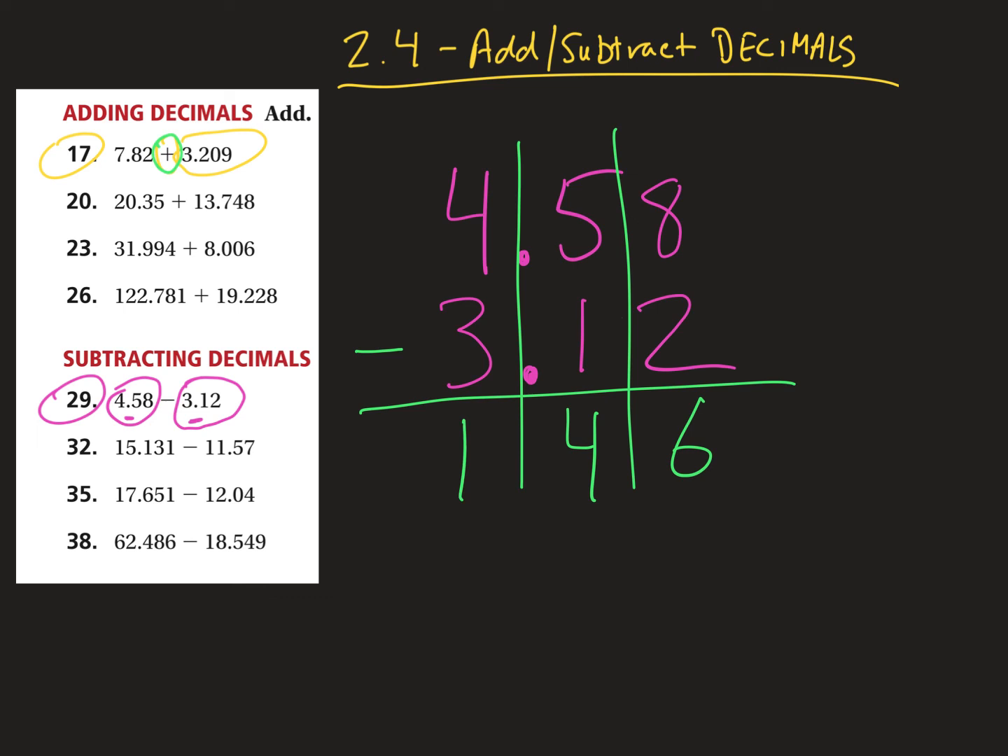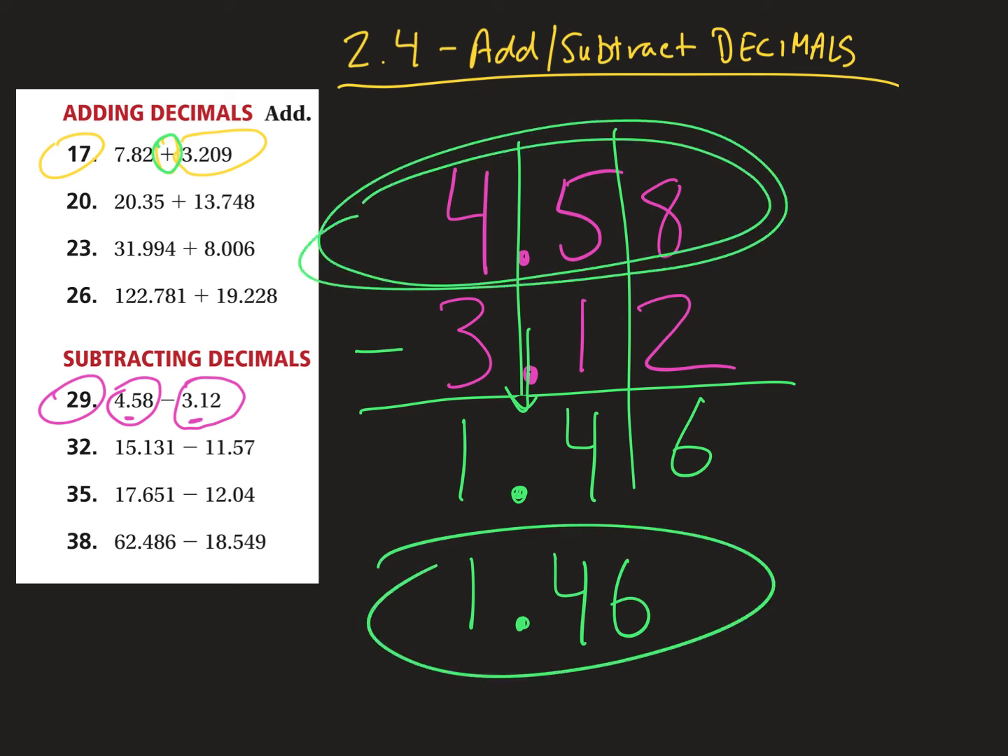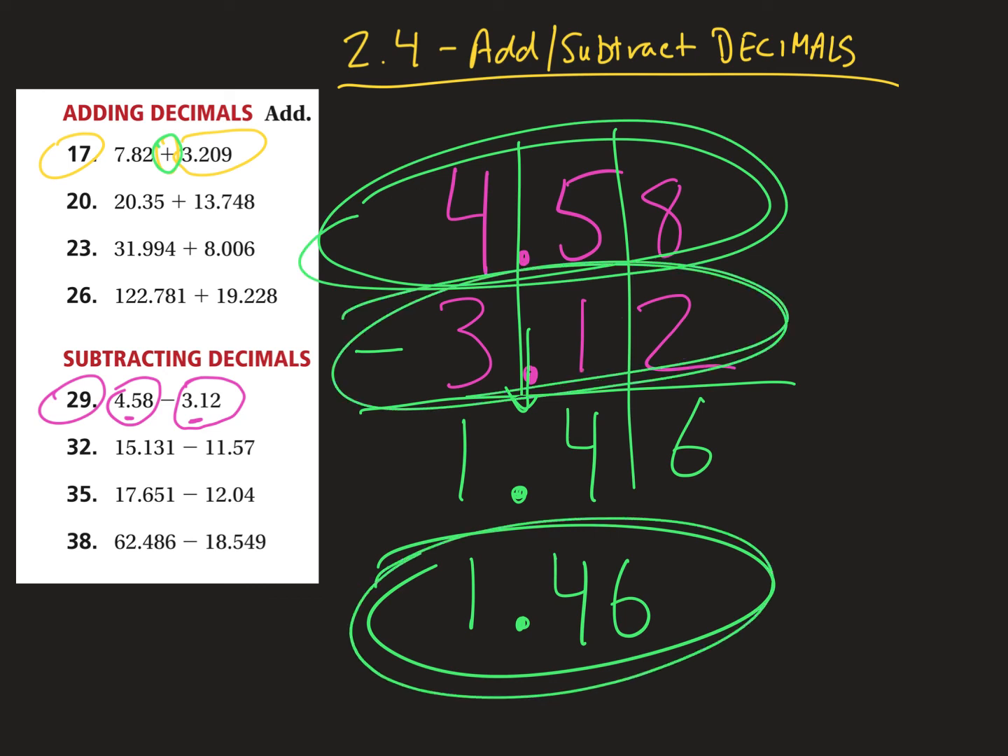And then the decimal, let me get rid of this line so it doesn't look like 11. And then the decimal comes straight down, okay? So it's like that. So I have 1.46. And again, do a quick check. You have a little bit more than 4 and you're taking away a little bit more than 3, so you know you're going to be in the 1 range. So that looks pretty accurate.